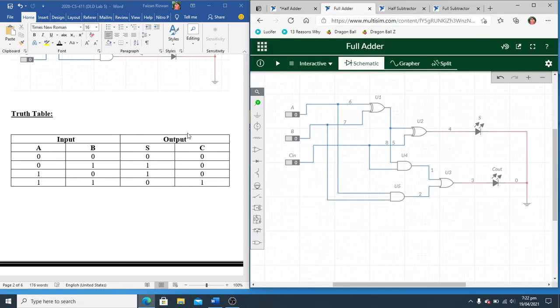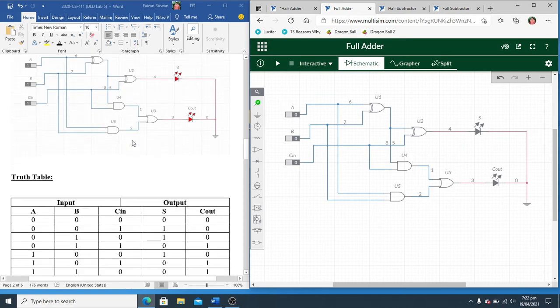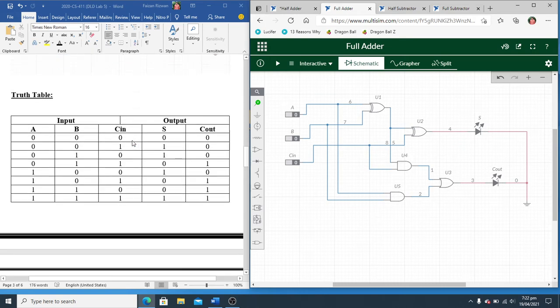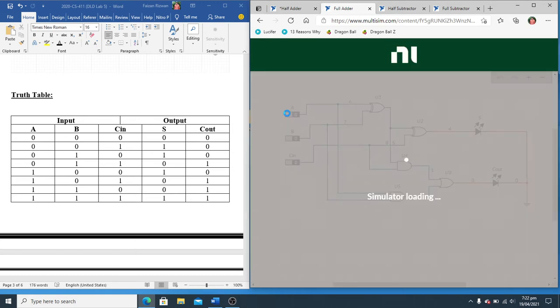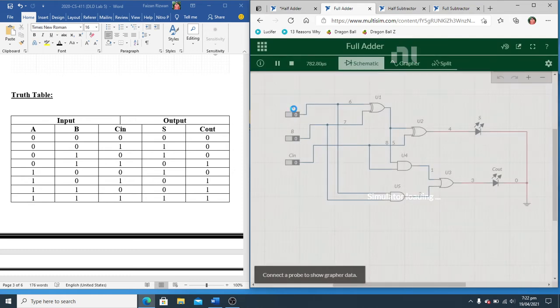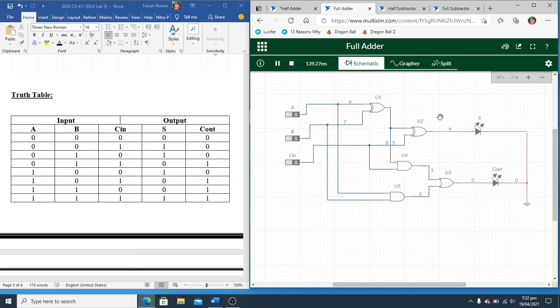Now here is the circuit of full adder. It consists of two AND gates, two XOR gates and one OR gate. Now we will check its input. It has three inputs, A, B and carry in, and two outputs, sum and carry out, C out. So when all the inputs are 0, the output is 0.